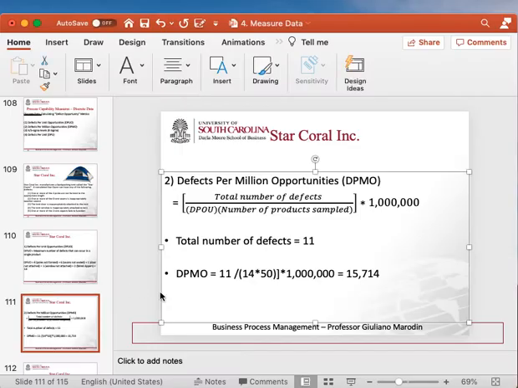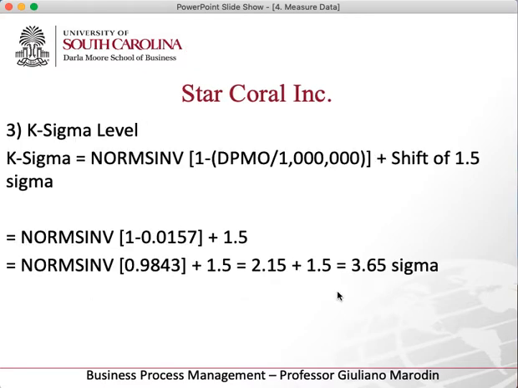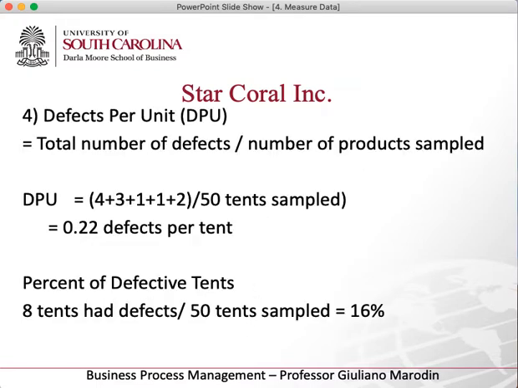I probably need to fix this formula here, it doesn't look that good like this. Okay, now we're good. Save it. And yes, just-in-time fixing. So if we do that, we're going to get that the DPMO, defects per million opportunities, is 15,714. Okay. The KSigma level. So the KSigma level, remember, that is the, oops.